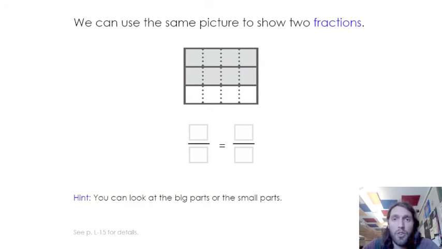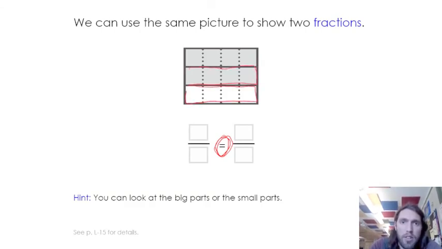Okay, so to show two fractions. So let's see. It looks to me like they have to be equivalent fractions because they're together here. So let's use the bigger parts. So that's just this box, and this box. So how many boxes do we have? 1, 2, 3. So 3 is going to go on the bottom. How many shaded do we have? 2. So 2 is going to go on top.